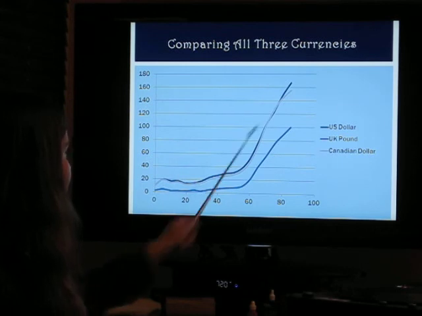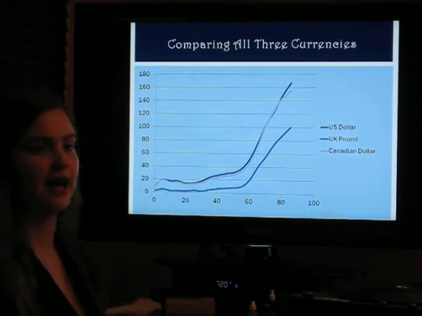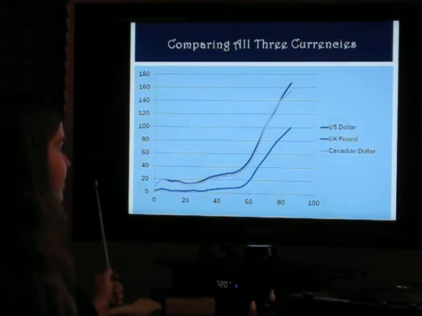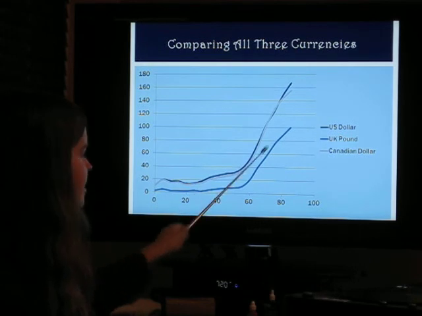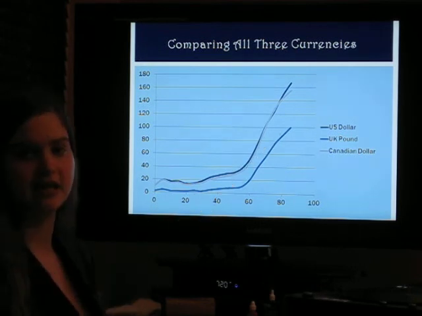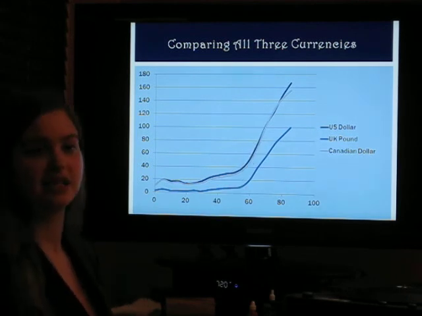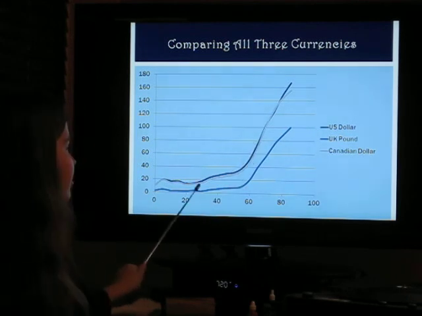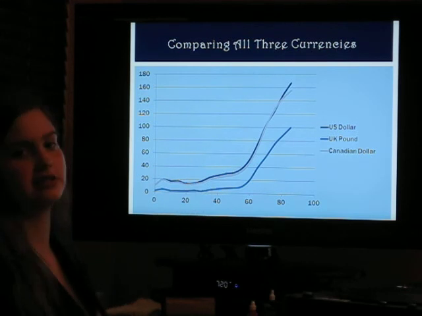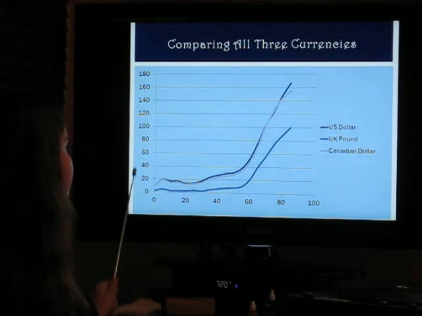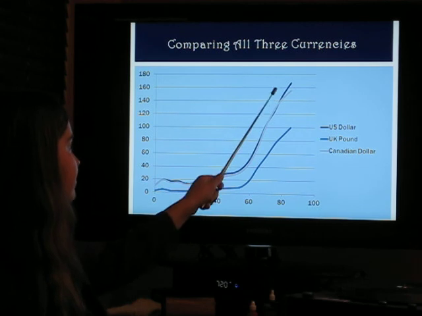So here we have the value of all three currencies, and this medium blue right at the bottom, that's the pound, and then this light purply blue, that's the Canadian dollar, and then this dark blue, which seems to track the Canadian dollar, is the US dollar. So as you can see, these all devalued over time.